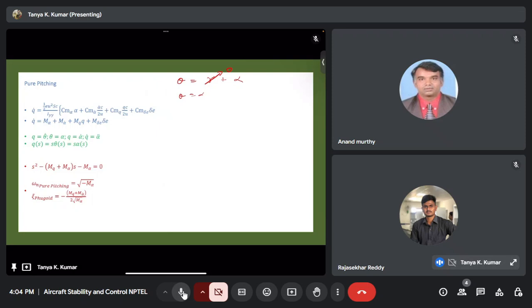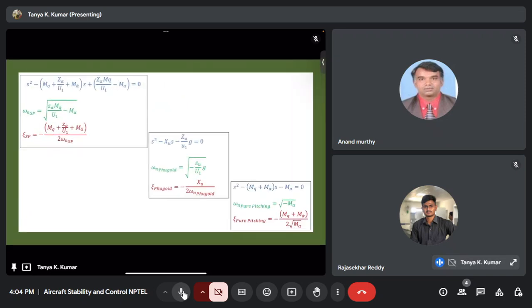And from that again you get a second order equation for which again you can find out the natural frequency and the damping ratio. This should be pure pitching. So this slide just summarizes the 3 second order equations, the natural frequencies and the damping ratios. So short period, phugoid and pure pitching.